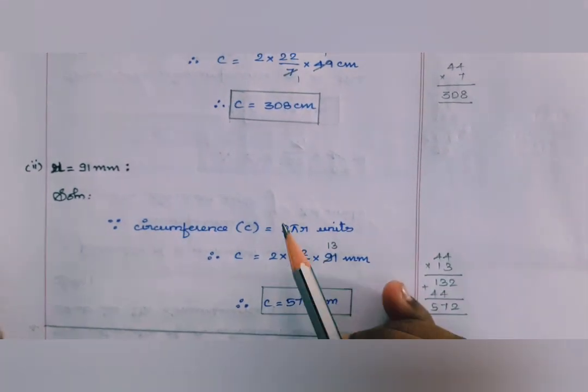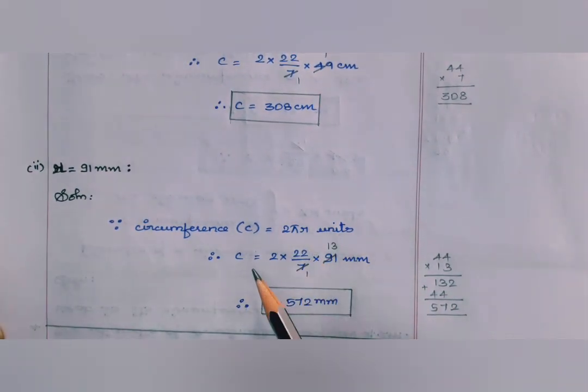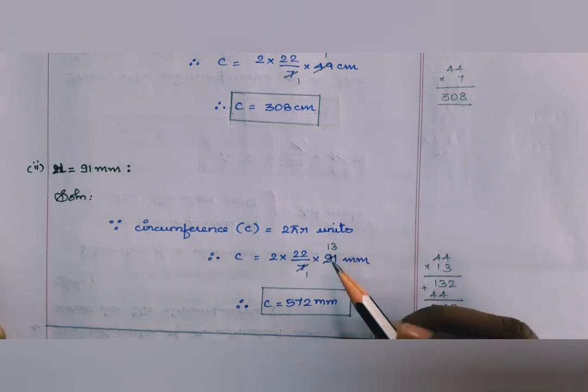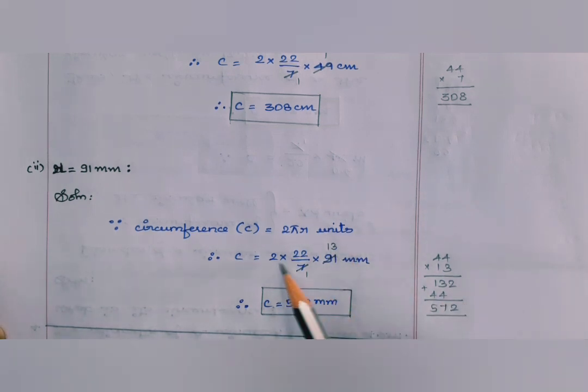Okay. So, circumference is equal to 2 pi R units. C is equal to 2 into 22 by 7 into 91 millimeter. 1 7 is 7, 13 7s are 91. So 22 into 2 is 44. 44 into 13 gives you 572. Therefore, the circumference of the circle with radius 91 millimeter is equal to 572 millimeter.